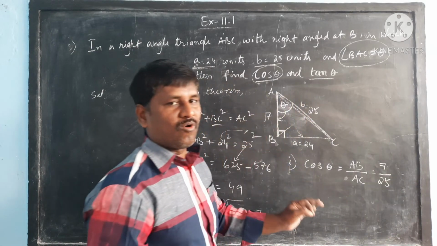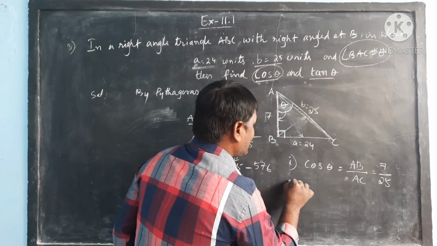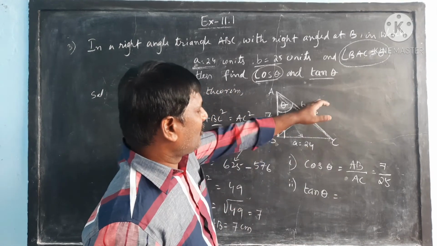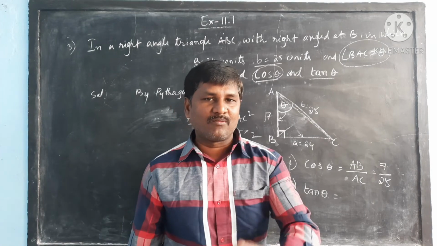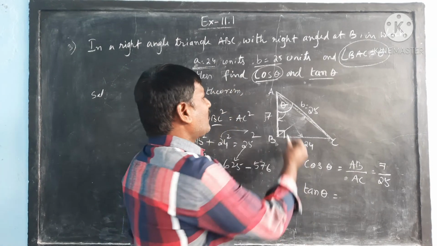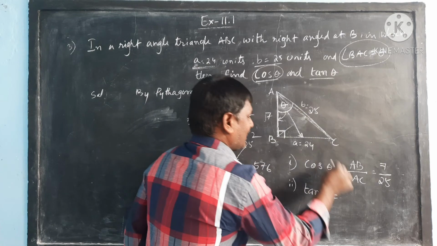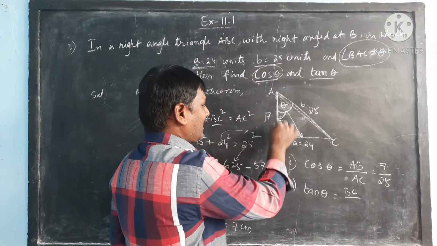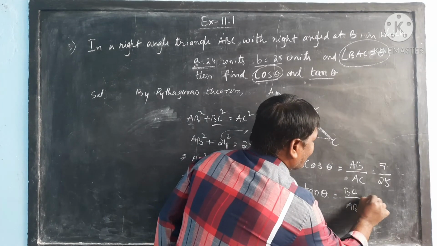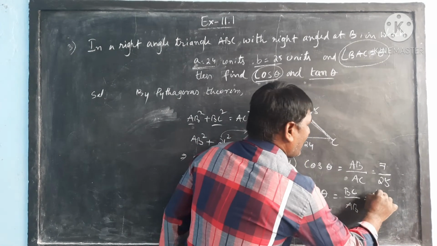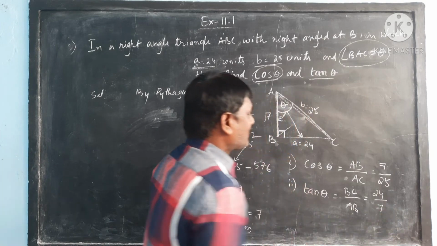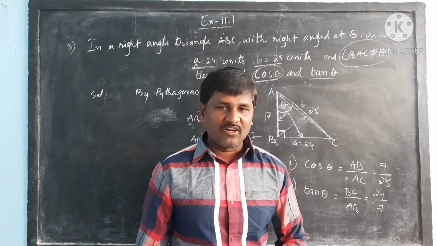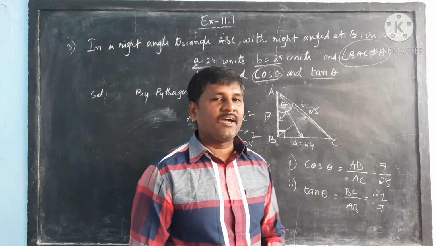The second one is tan theta. Tan theta is the side opposite to theta by the side adjacent to theta. Here the side opposite to theta is BC and the side adjacent to theta is AB, so tan theta is BC by AB. BC is equal to 24 and AB is 7. So the question is solved: cos theta is equal to 7 by 25 and tan theta is equal to 24 by 7.